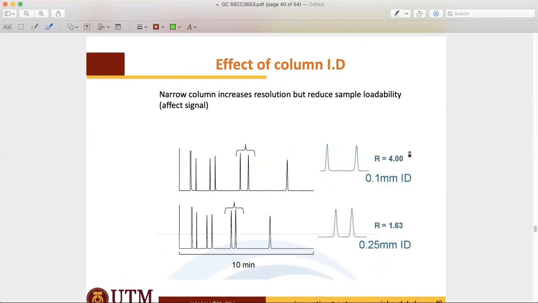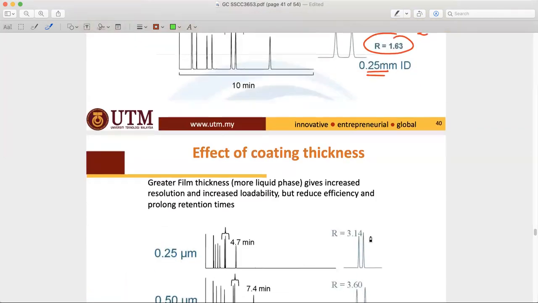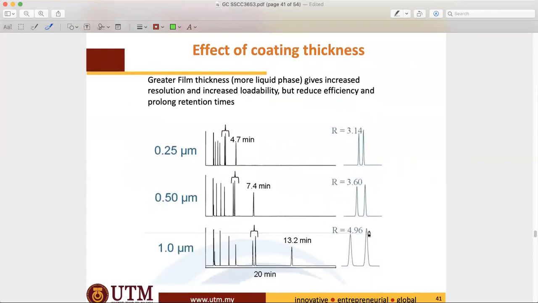So this resolution is too big. This resolution is just nice. Usually we want R equivalent to 2. So this internal diameter is much better. The effect of coating thickness also, for example, for this one, in my opinion, this one is much better. The 0.5, this is too wide.